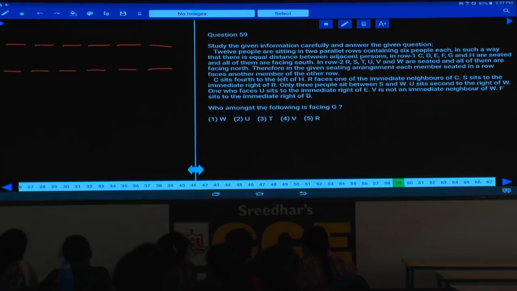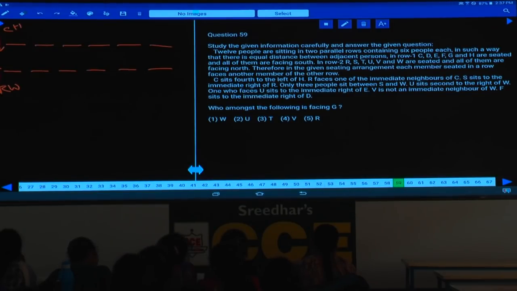In row 1, C, D, E, F, G and H, and all of them are facing south. Now this is row 1. And who are the persons in row 1? C, D, E, F, G, H. And in row 2, who are the persons? R, S, T, U, V, W. And from R to W are seated in the second row facing towards north.